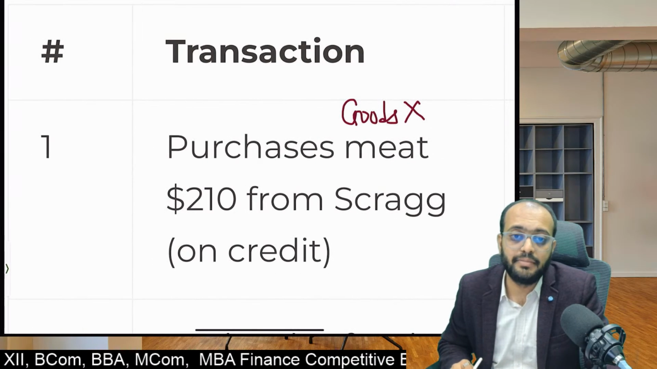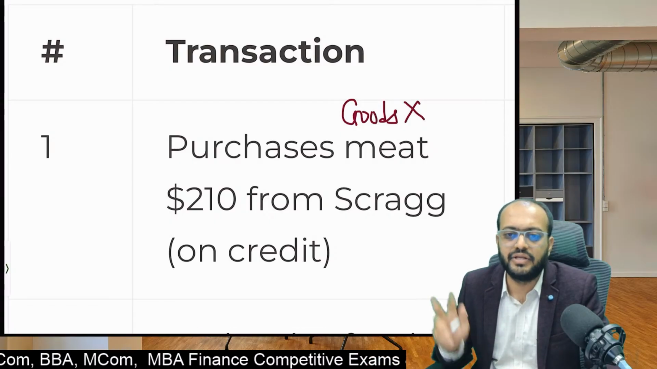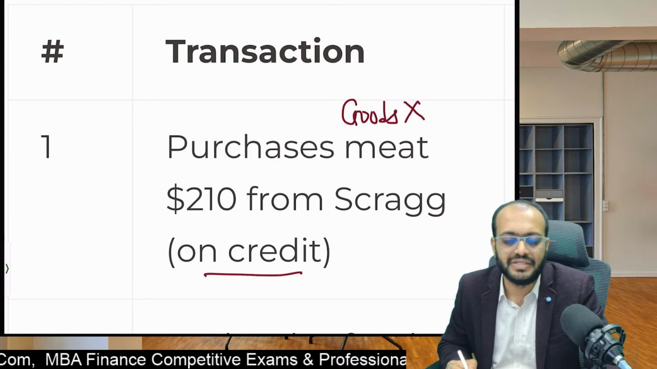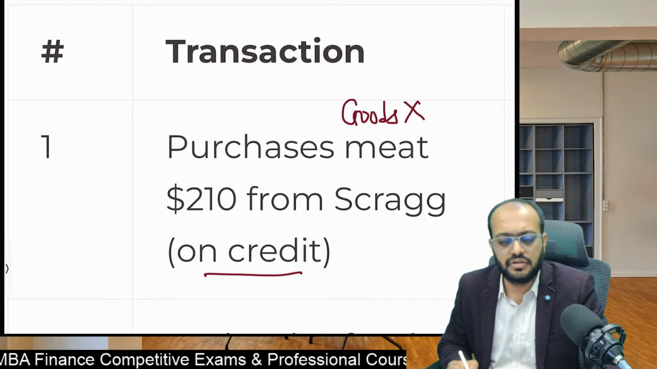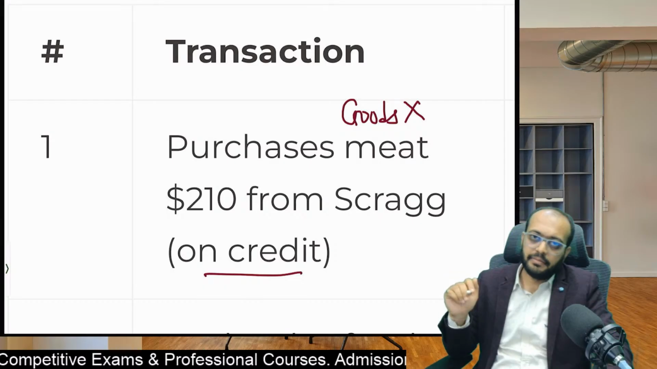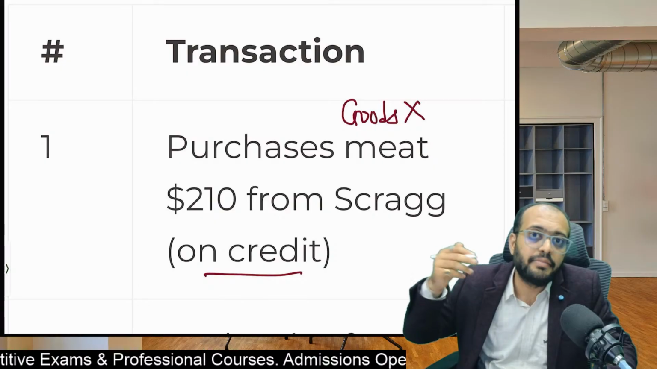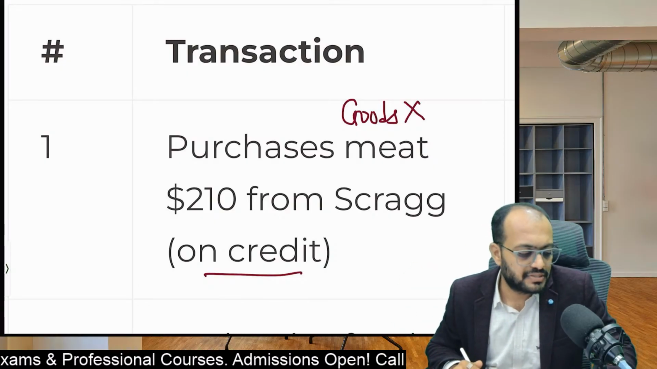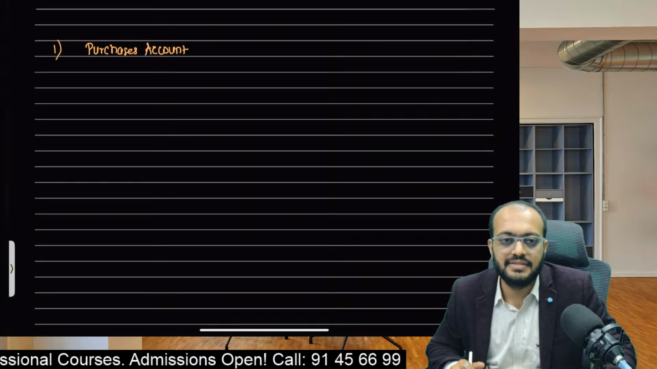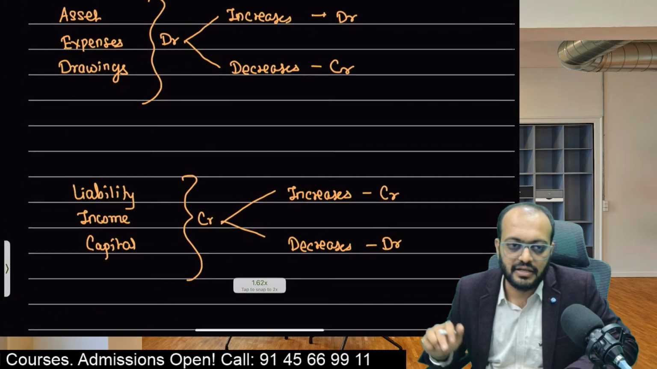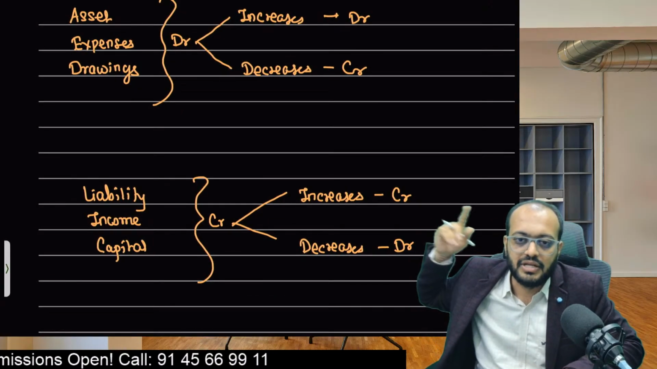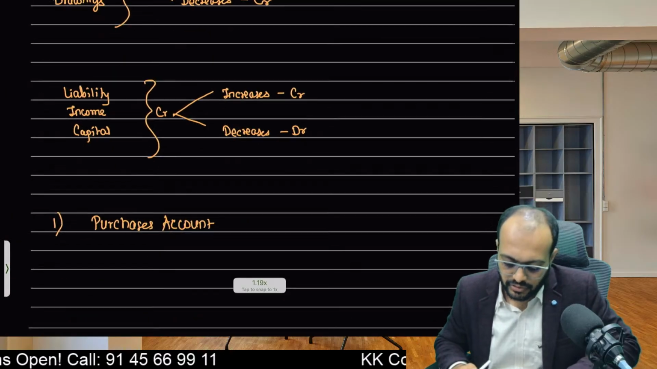Now the next point is, sir, if you're purchasing the goods, definitely we pay the cash, obviously. But listen carefully, they clearly mentioned that the transaction is on credit. That means we didn't make the payment yet. If we are purchasing the goods and we are not making the payment immediately, definitely we have to make the payment in future, right? Since we have to make payment in future, it is a liability. And since liability increases because we have to pay more because of this transaction, we have to give credit to that account.